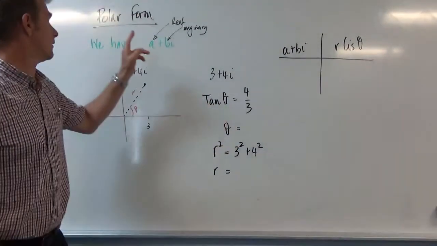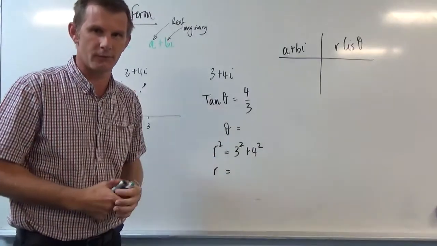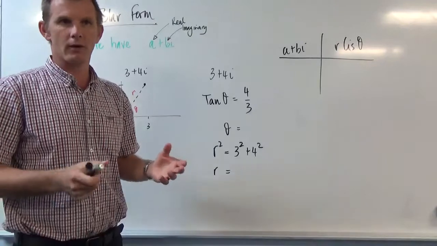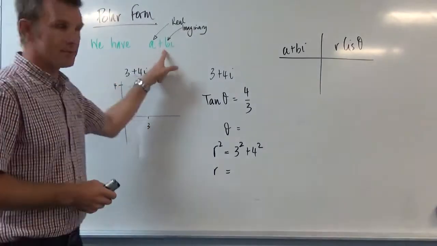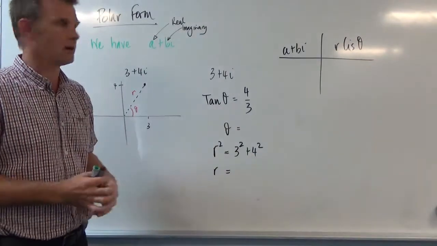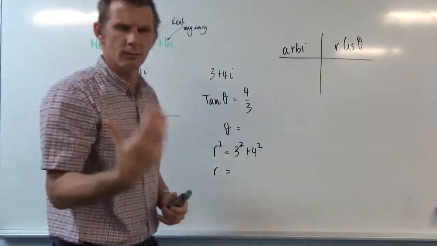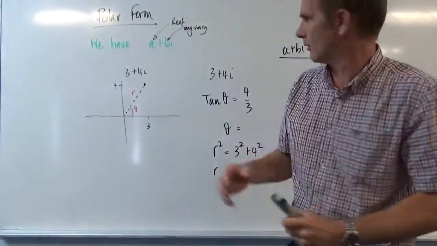Today's video is on polar form of a complex number. You've probably seen some videos before. I've done a couple of them where we're looking at the a plus bi form, which is the rectangular form of a complex number. We're now going to move that into polar form. It's quite a simple little thing. It really is a neat, simple little thing.